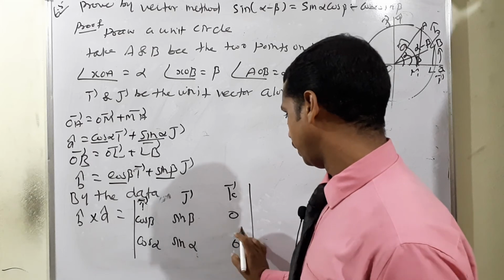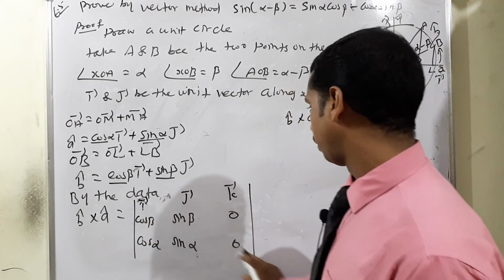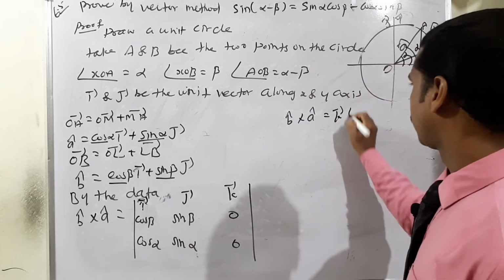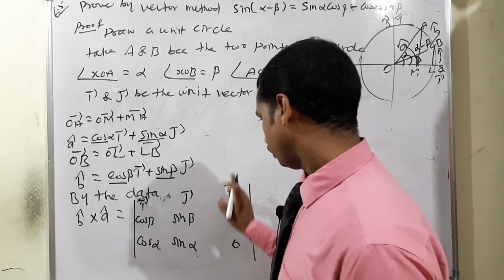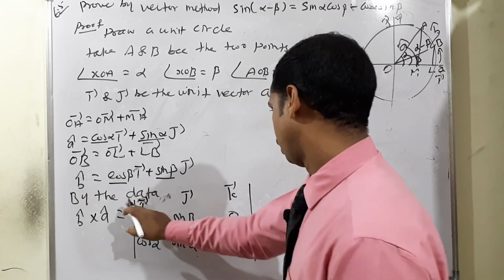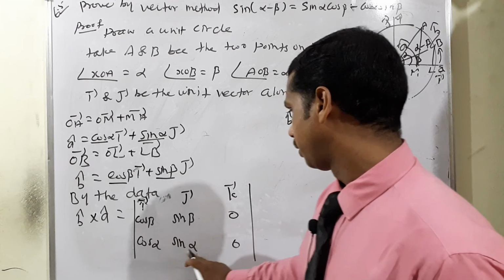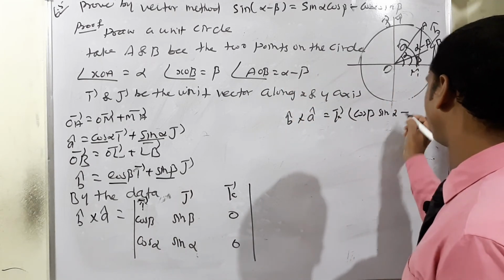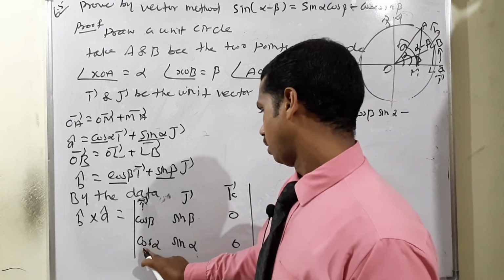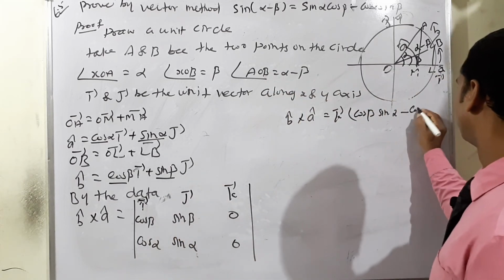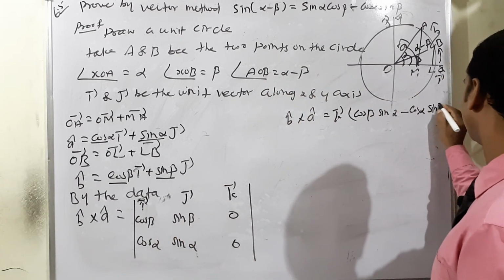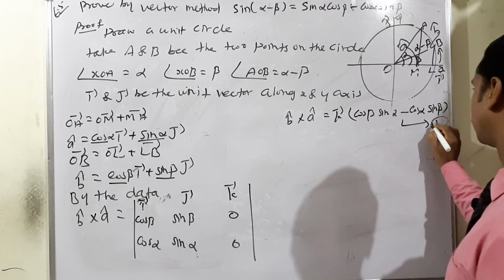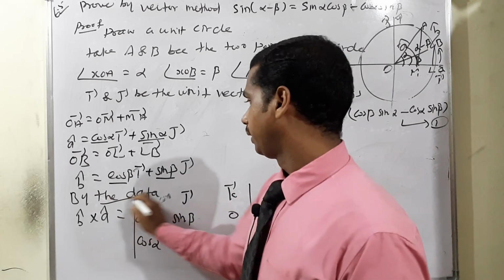So B cap cross A cap is equal to, only k vector gives a result, because i cap cross multiply gives 0 as well as j cap cross multiply gives 0. Therefore k vector into, row and column cancel, cos beta into sin alpha minus cos alpha sin beta. This is considered equation number 1. This is what we have taken by the data.